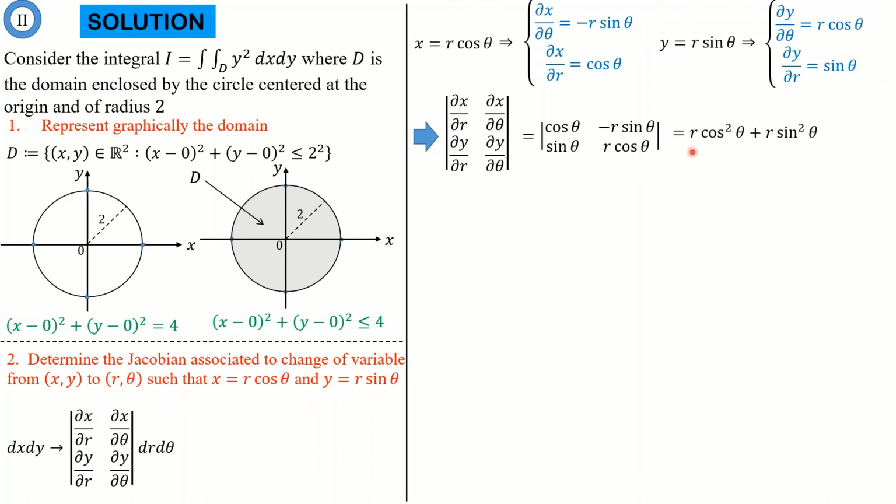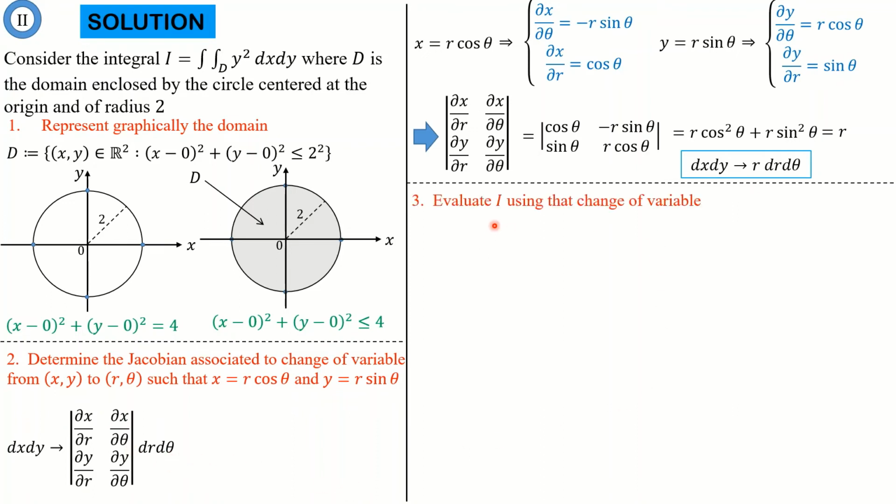Now we can find the determinant of a 2 by 2 matrix. So we have r cos theta times cos theta, which is this, minus negative r sine theta times sine theta. The two negative signs give us this positive sign, and we get this. Now we can factor out r, and we get r times cos squared theta plus sine squared theta. But we know cos squared theta plus sine squared theta is 1, so at the end we get r times 1, which is r. Hence my dx dy is turning to r, which is the determinant of my matrix of partial derivatives, times dr d theta.